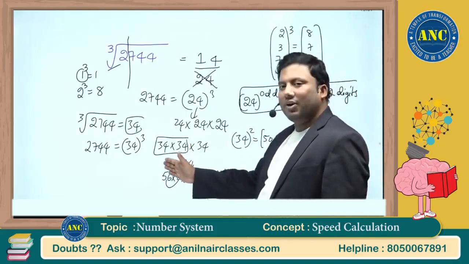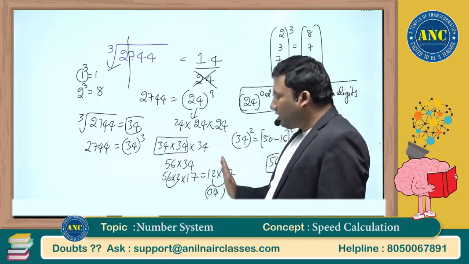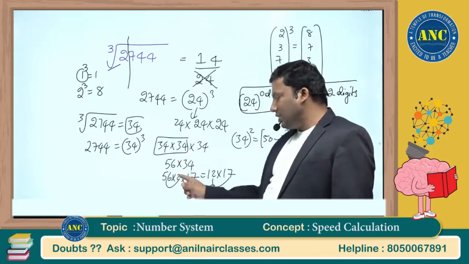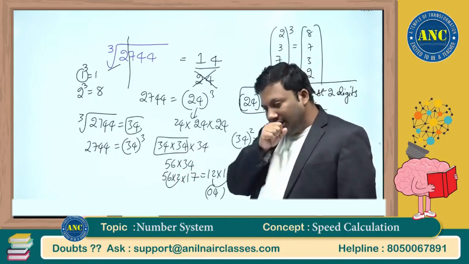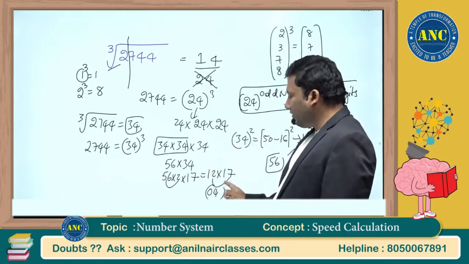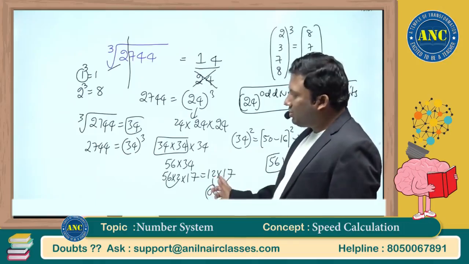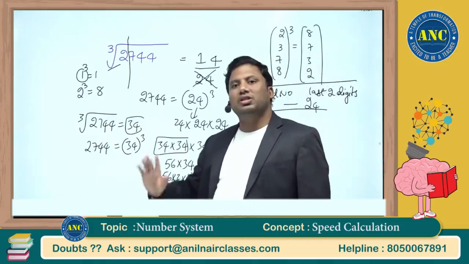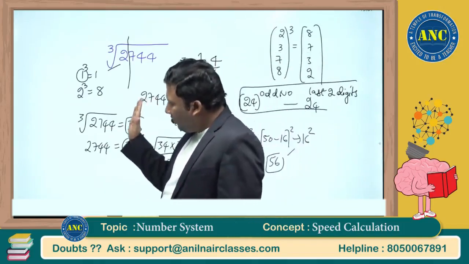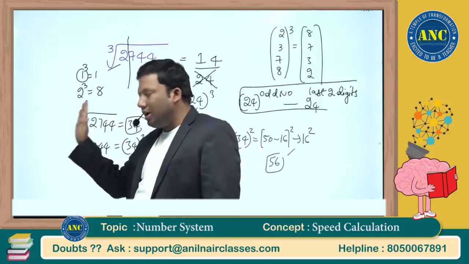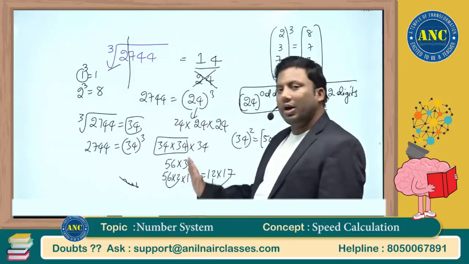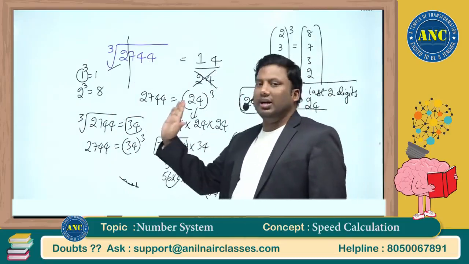How simply I found out the last two digits without even multiplying. 56 into 34, 56 into 2 into 17. 56 2s are 112. 12 into 17 is 04. But what are the last two digits of the left hand side? 44. Especially it is useful if the number of digits are not 4. If it is 5 digits, 6 digits, 7 digits, you can cross check it out. I hope this idea is clear.